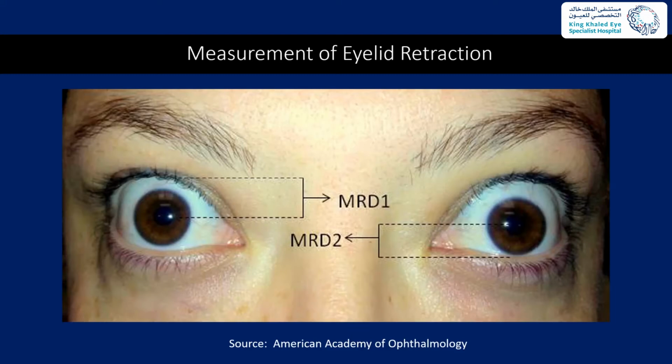In this photo, the MRD 1 measurement would be about 8 millimeters in the right eye and 9 millimeters in the left, since the upper lid is about 2 millimeters above the upper limbus in the right eye and about 3 millimeters above in the left. The lower lid usually rests at the lower limbus, so the MRD2 would be about 7 millimeters on the right side and about 6.5 millimeters on the left.